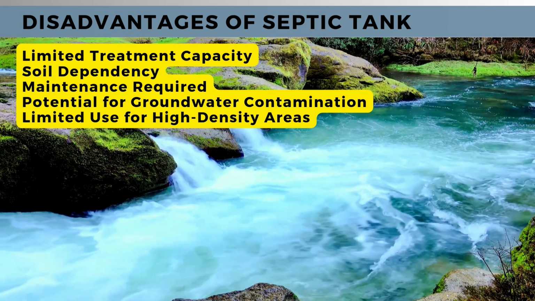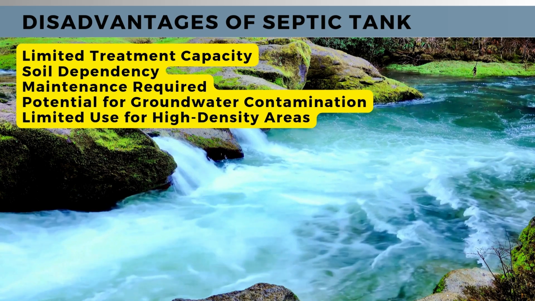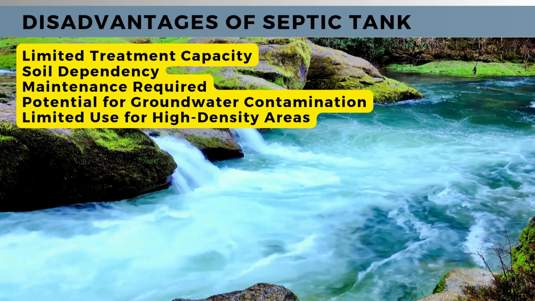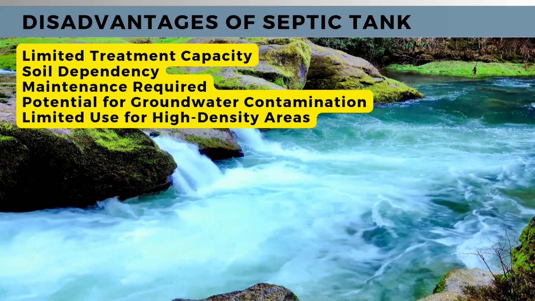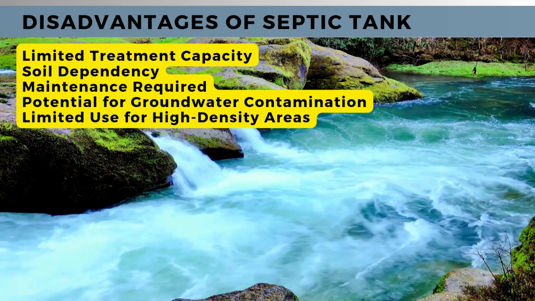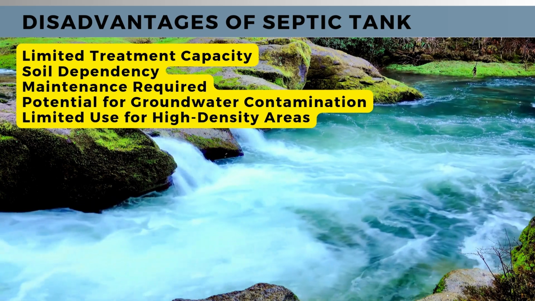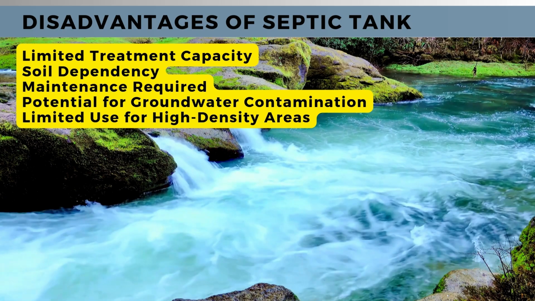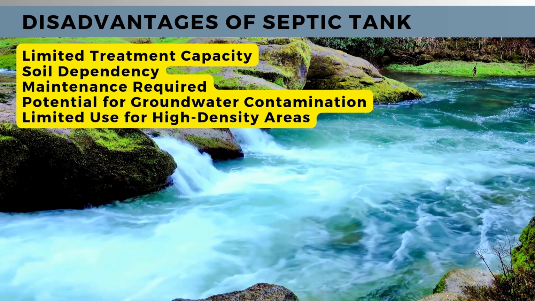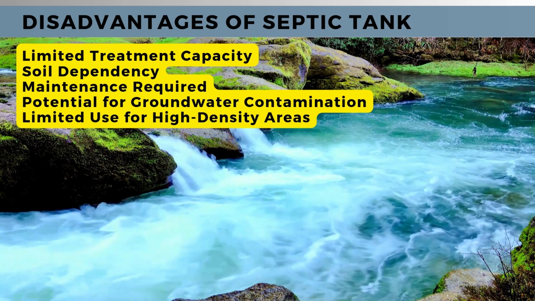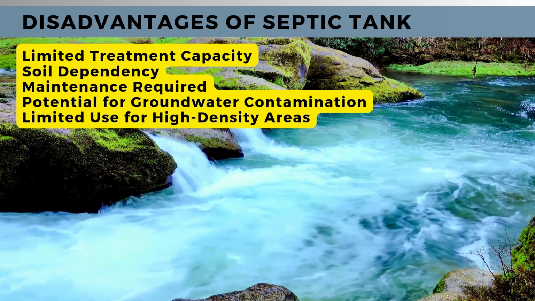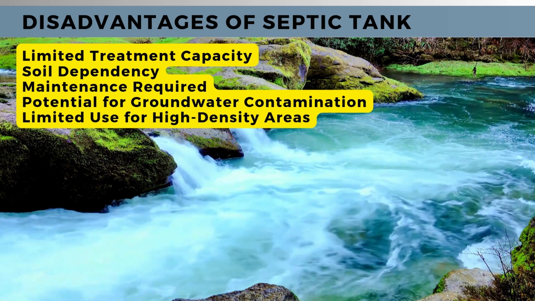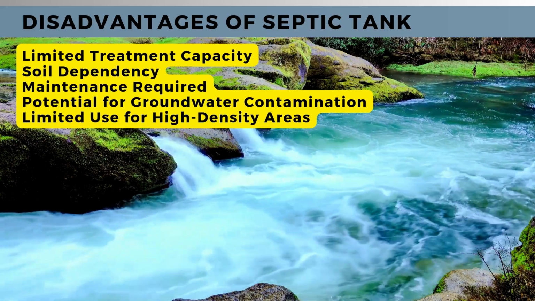Another disadvantage is potential for groundwater contamination. If a septic tank is poorly designed, installed, or maintained, it can lead to contamination of groundwater with harmful pathogens, nutrients, or other pollutants, particularly if the drain field is too close to water sources like wells or streams.